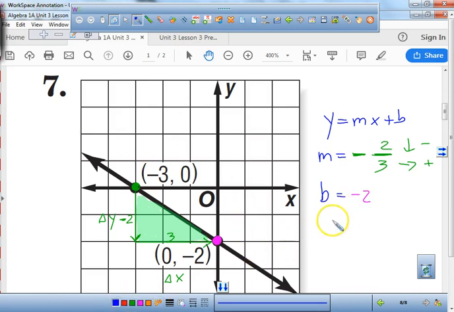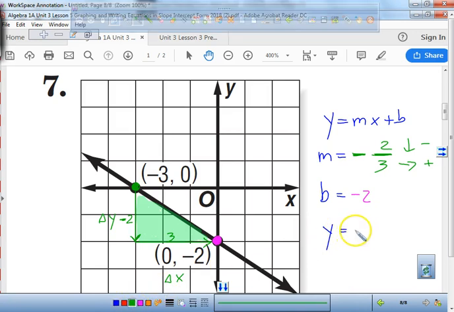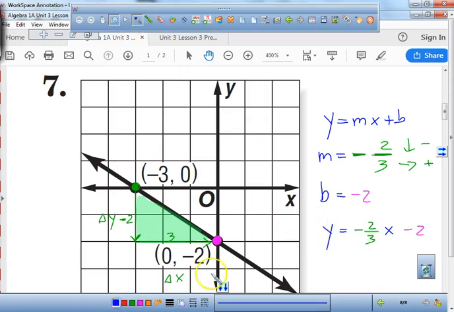Okay? So let's write this. Let's write our answer in slope-intercept form. Y equals, what's our slope this time? Negative 2/3, right? Times x. And what are we going to take away at the end? Plus a negative 2, or just minus 2. That's your answer.